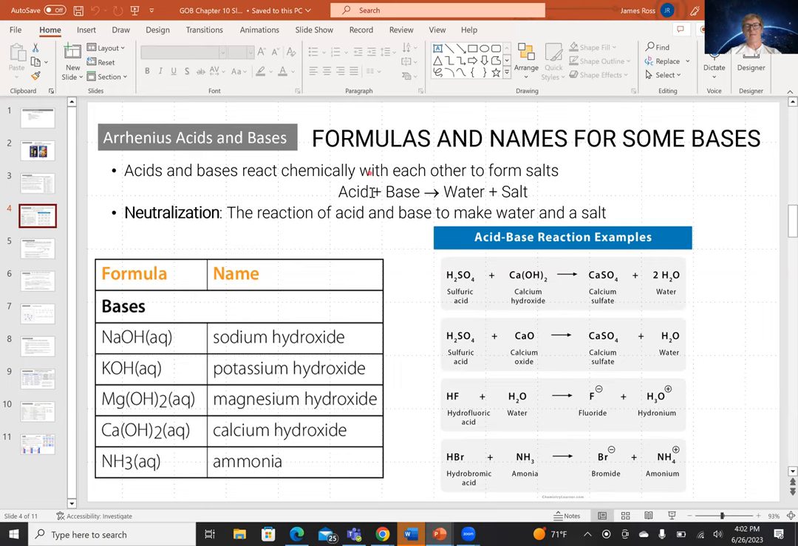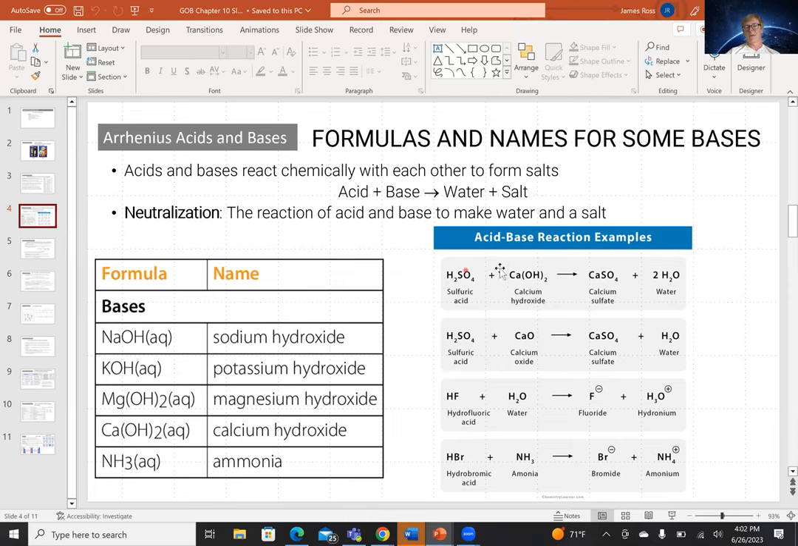In general, acids and bases react in a neutralization reaction, which is a specific type of double displacement reaction, to form a salt and water. So far, we have three types of ionic compound. An acid is an ionic compound, a base is an ionic compound, a salt is also an ionic compound.